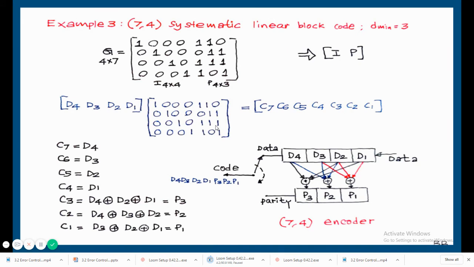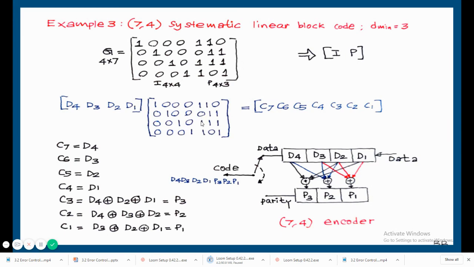So there may be a question like this, where equations are given: C3 is equal to D4 plus D2 plus D1, C2 is equal to D4 plus D3 plus D2, and C1 is equal to D3 plus D2 plus D1. And the question will be: design the generator matrix. So what do you want to do? Each equation you should convert here as a column.